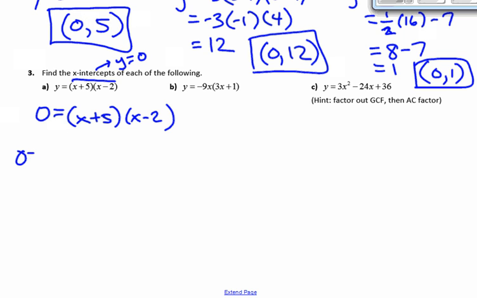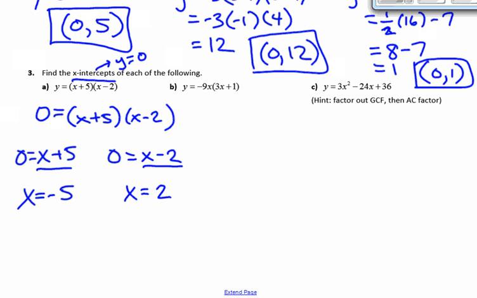So you don't have to do this, but I just want to show you again where those roots, those x-intercepts come from. So when you set equal to 0, both x plus 5 would equal 0 and x minus 2 would equal 0. Here's where the opposites come, because in order for x plus 5 to equal 0, that means x would have to be -5. And in order for x minus 2 to equal 0, x would have to equal +2. So that's where those opposites come from.